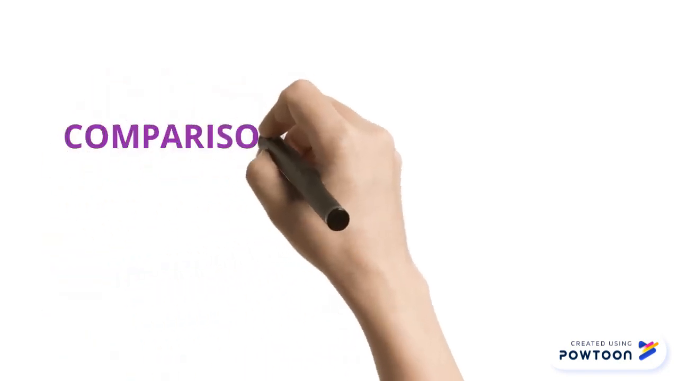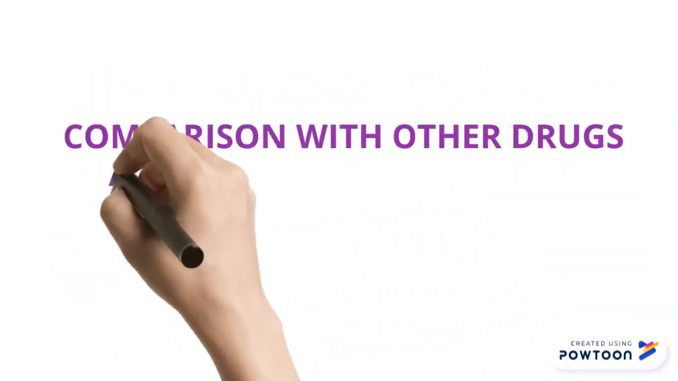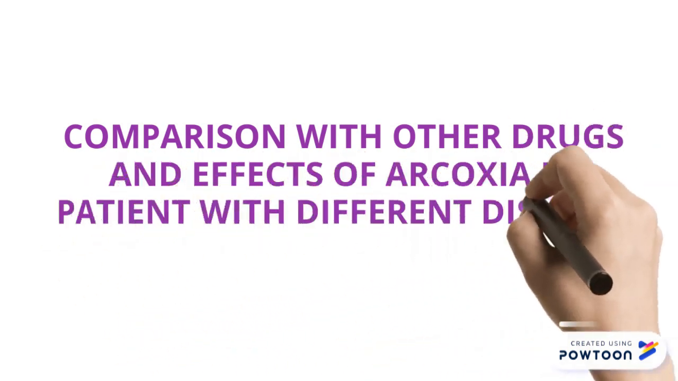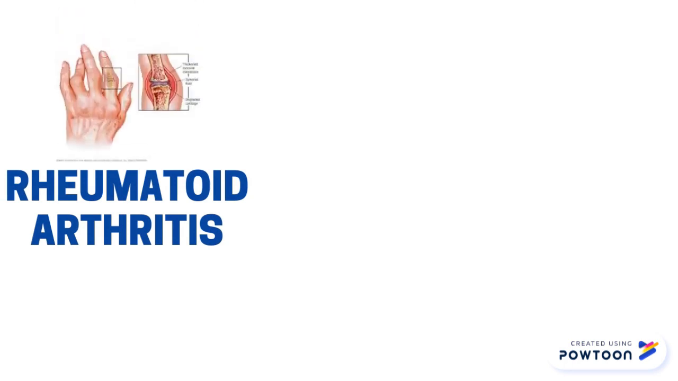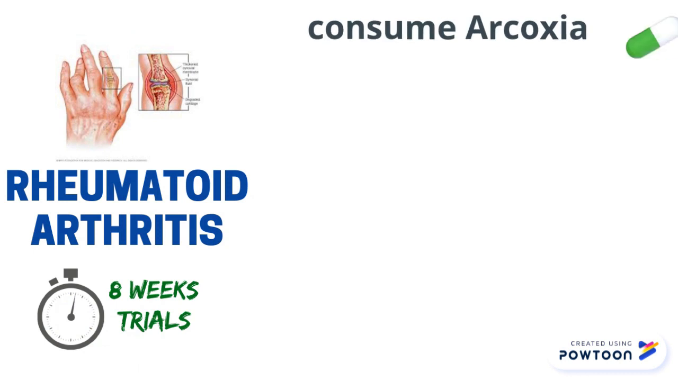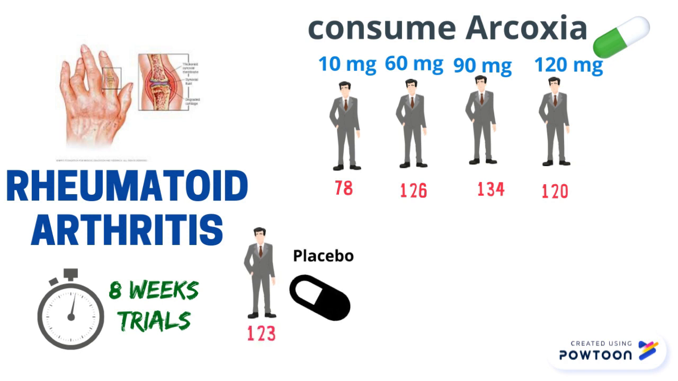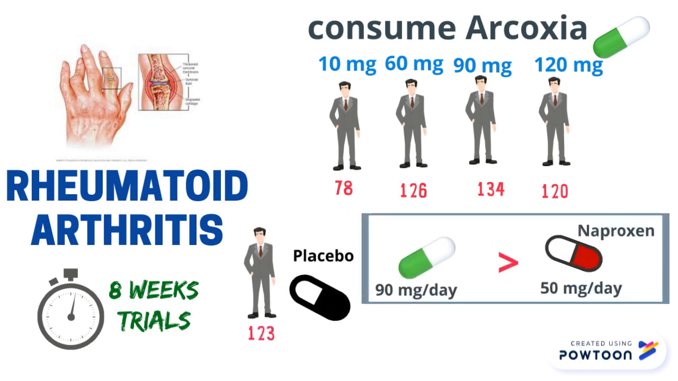In this case, we compare the effectiveness of Arcoxia in 2 patient groups with different diseases. Arcoxia is first tested in rheumatoid arthritis patients. The trials were done for 8 weeks. Arcoxia was tested with 4 different doses and 4 different amounts of human volunteers, and is also compared with placebo. The conclusion is that 90 mg of Arcoxia is better than naproxen.